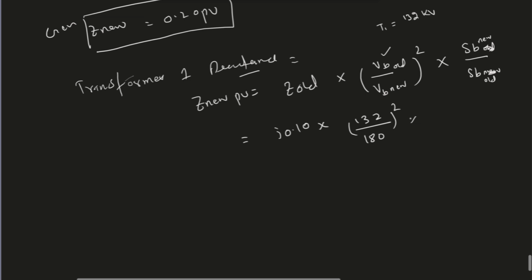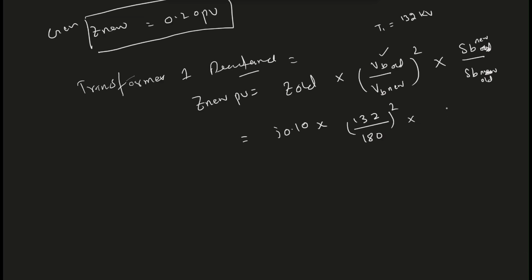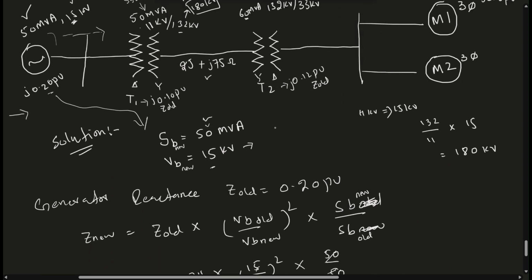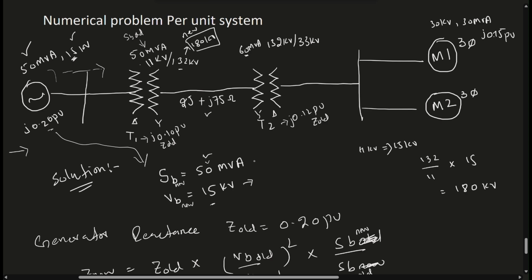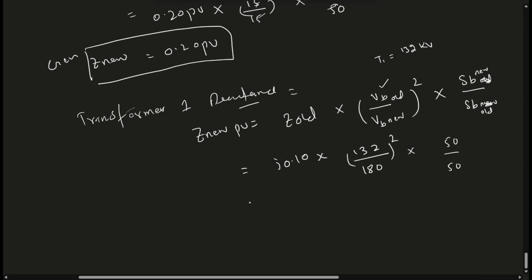Here you can also use the primary side values of the transformer, which is 11 kV, the old value, and 15 kV is the new value. The answer will be the same for both, whether you use the primary side values or the secondary side values. As you can see here, SB old is 50, SB new is 50. So this will give the answer as j0.0375 per unit. This is the Z new per unit for transformer 1.